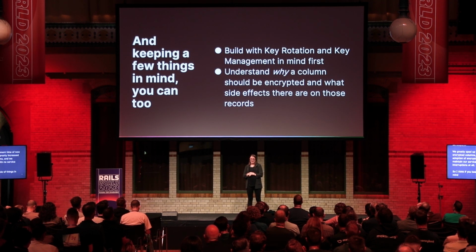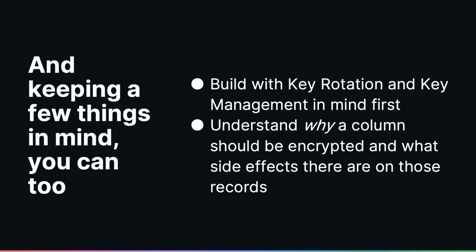And the two that I think are most important probably are to build with key rotation and key management in mind first. I mentioned this before. ActiveRecord encryption makes this very, very easy, and you should take advantage of it. You could probably build your own column encryption strategy, right? But building your own key rotation strategy without the support of ActiveRecord encryption is very difficult, and I do not advise you go down that path.